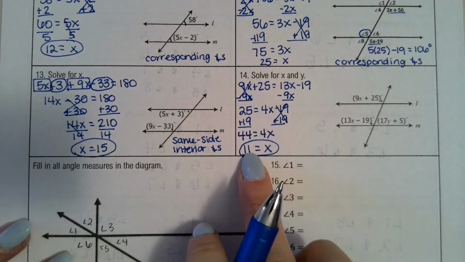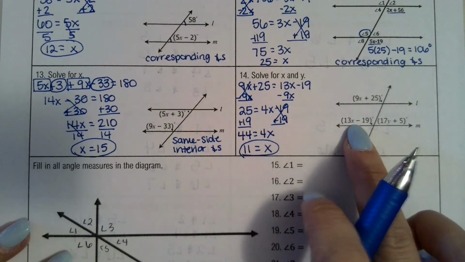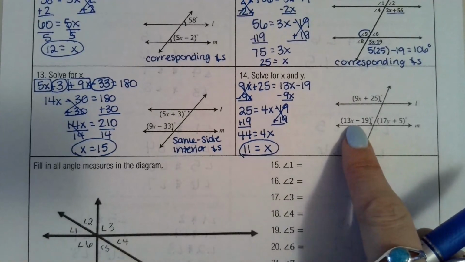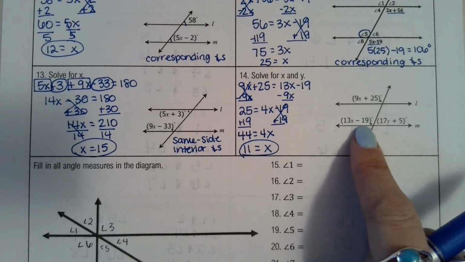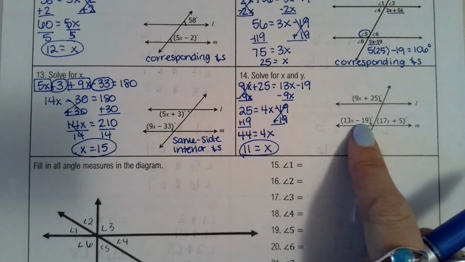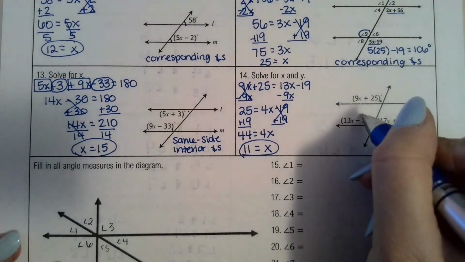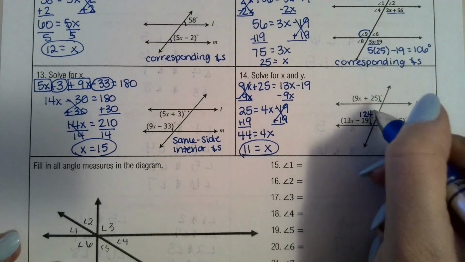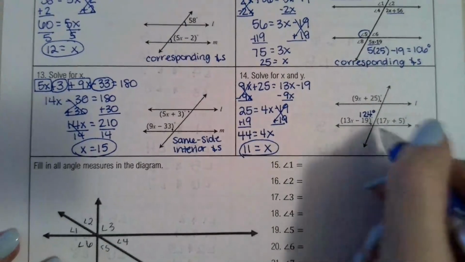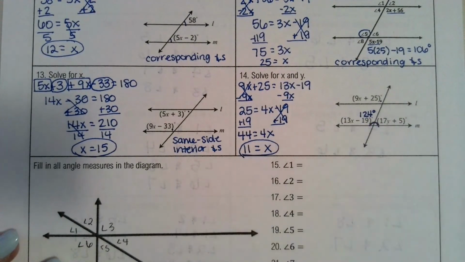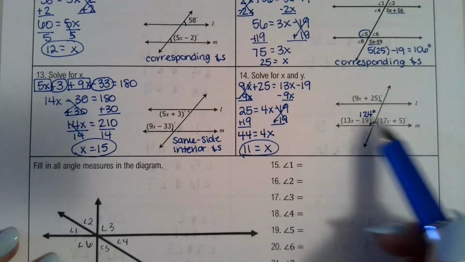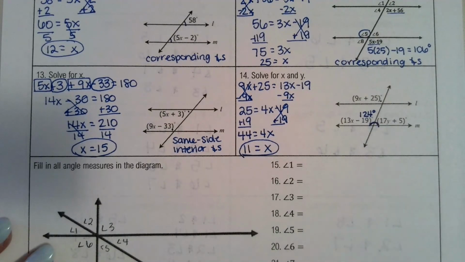So now that I know what my x value is, I can figure out how big this angle of 13x minus 19 is. And I can use this value to figure out how big y is. So this whole angle is equal to 124 degrees. I know that these two angles together form a straight line. They are supplementary angles. So they must be adding up to 180.